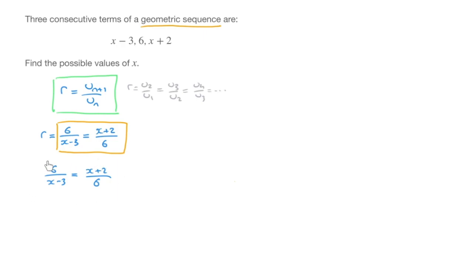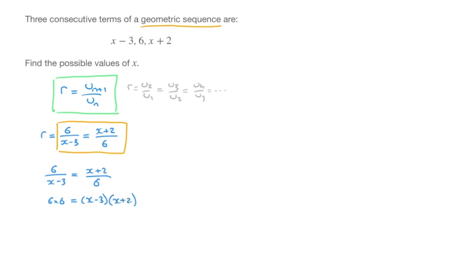So let's see, the first thing we'll do here is get rid of the x minus 3 and the 6 that are both placed on the denominators. For that, I multiply both sides by x minus 3, as well as both sides by 6. And if it helps, you can think of that as cross-multiplying. Indeed, that leads to 6 times 6 on the left-hand side, which will equal x minus 3 times x plus 2.